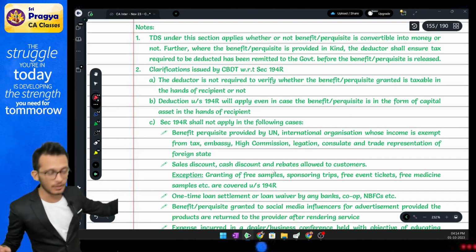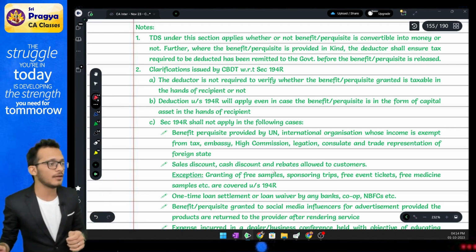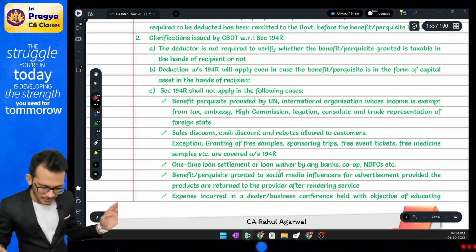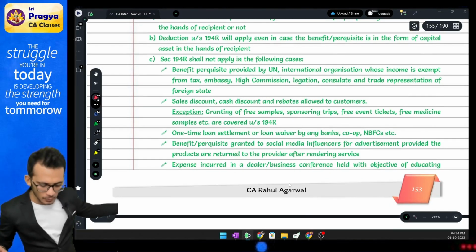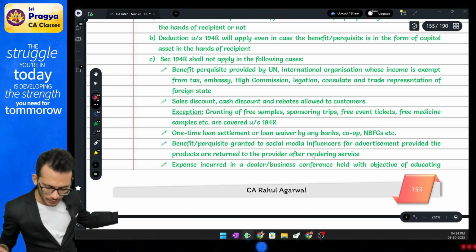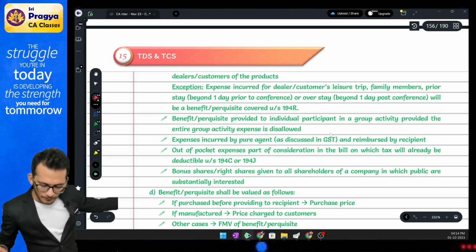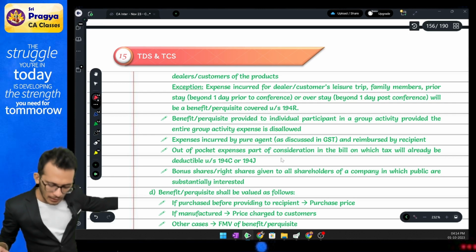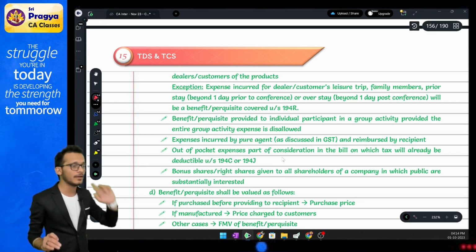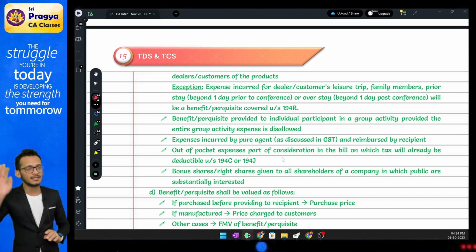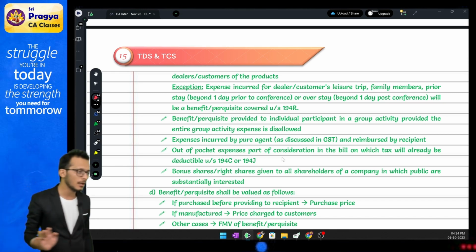If you are in UN and all, not applicable. If you have any kind of discount given, any kind of sale discount, cash discount, rebates, no TDS. Any kind of one-time loan settlement or waiver of loans from bank, not required. Social media influencers we discussed, business conference we discussed, and one more item was there: out-of-pocket expenses if they are already a part of 194C and 194J. If you have out-of-pocket expenses which C and J will take care of, you don't come into the middle.